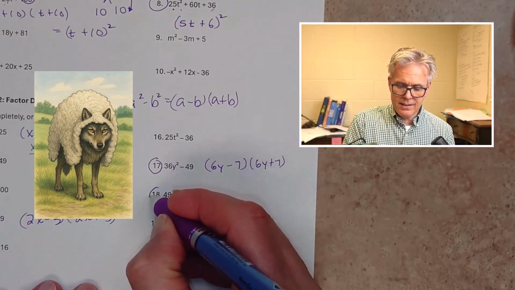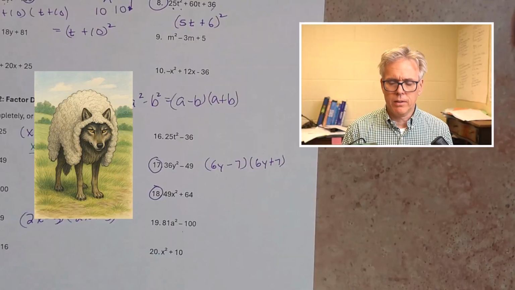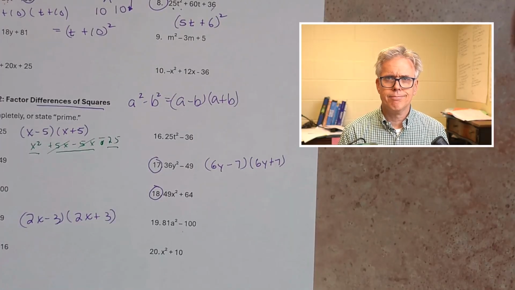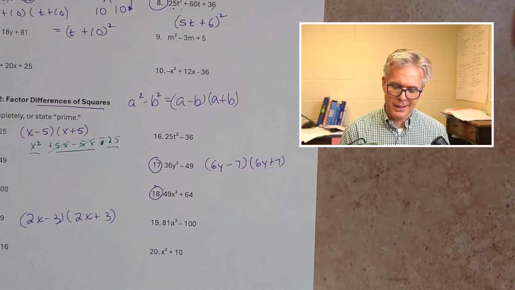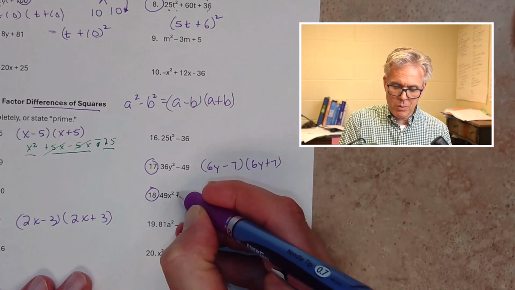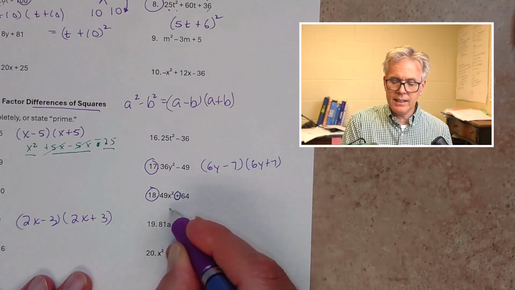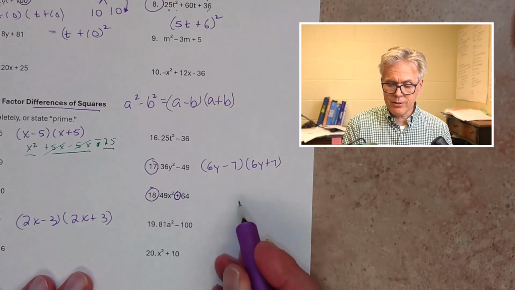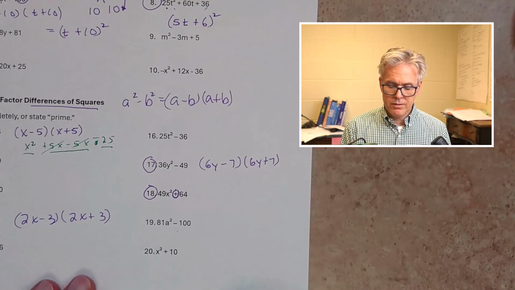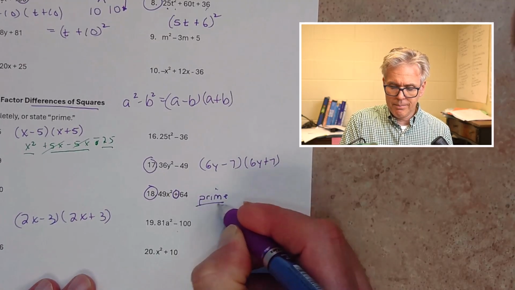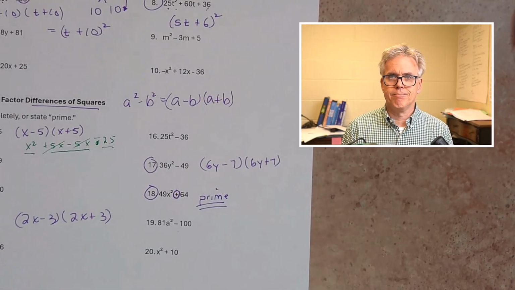How about 18? Wolf in sheep's clothing right here. Pause the video here, see if you can do that. You may not have paused it. That's okay. What do we notice here? You may be tempted to try to factor this, but is this a difference of two squares? No, it's a sum of two squares, which we cannot factor over the real numbers like this. So this one is prime. Hope that helps.